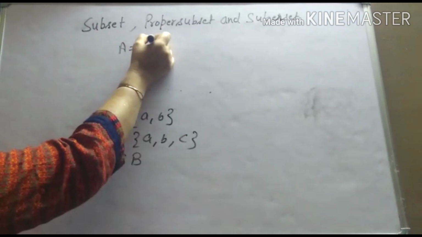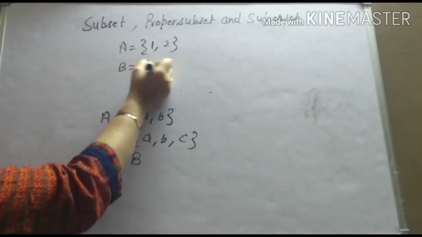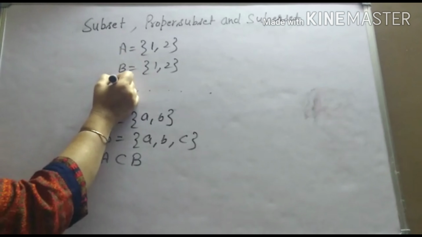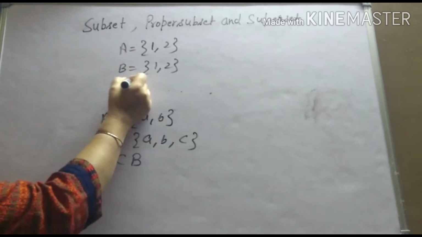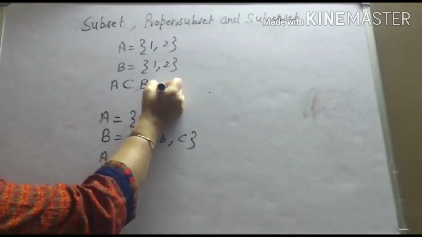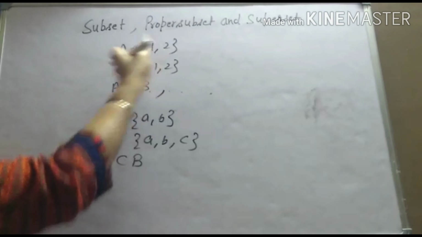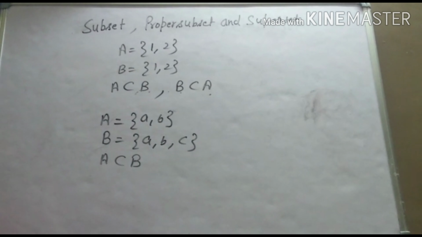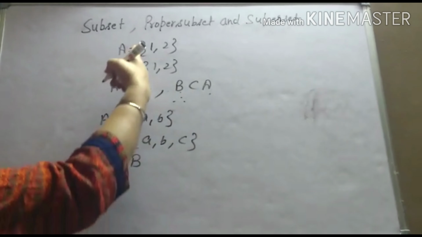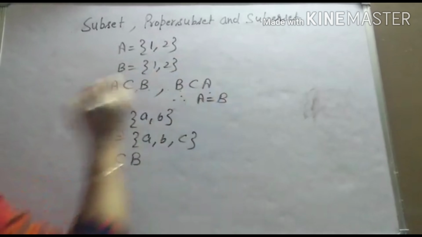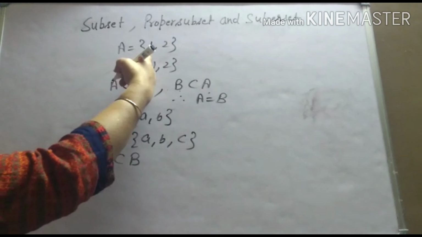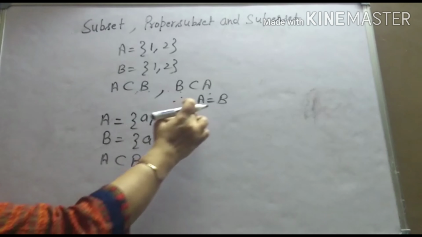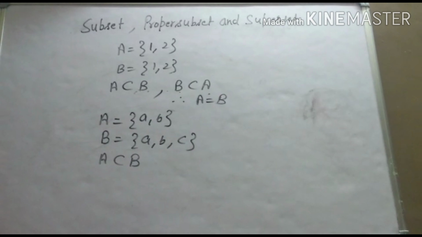Now, if we have set A is 1, 2 and set B is also 1, 2. Now, every element of A is also the element of B. Therefore, A is subset of B. And every element of B is also the element of A. Therefore, B is also the subset of A. Therefore, we can say A is equal to B, because the number of elements and the elements are the same in A and B. Therefore, sets A and B are equal sets.